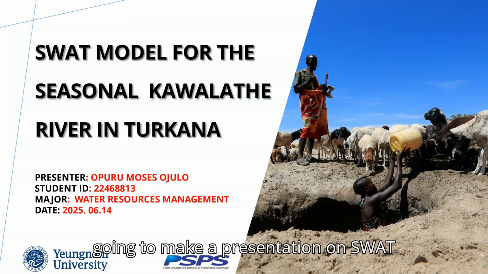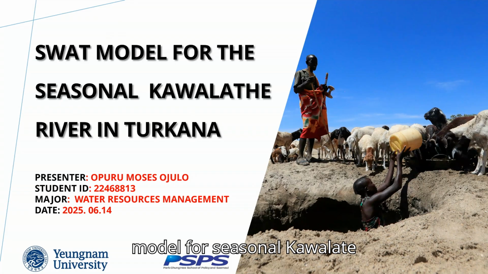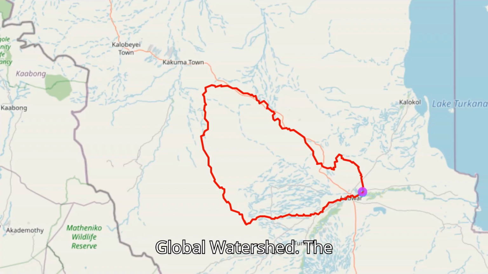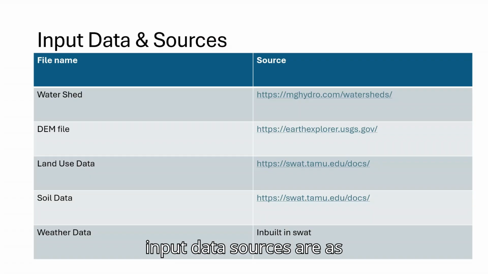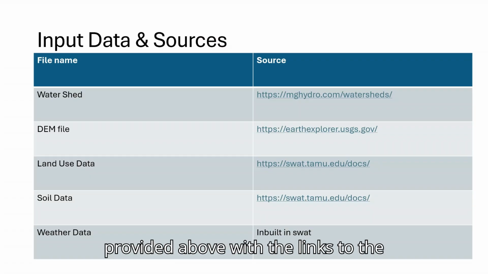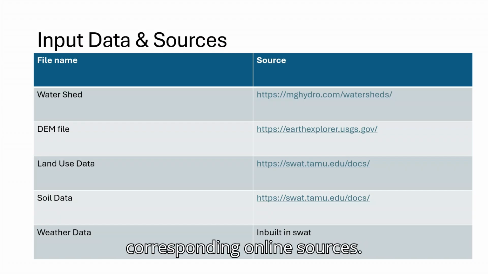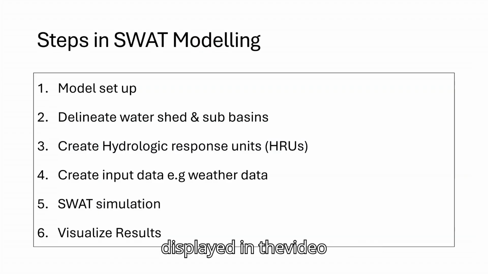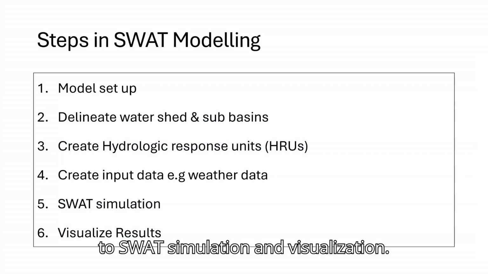I'm going to make a presentation on the SWAT model for the seasonal Kawalathe River in Turkana County. This is my watershed that I downloaded from the global watershed. The input data sources are as provided above with the links to the corresponding online sources. The steps in SWAT modeling are as displayed in the video herein, all the way up to SWAT simulation and visualization.